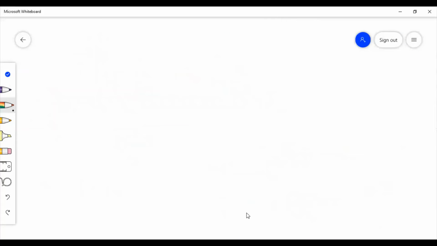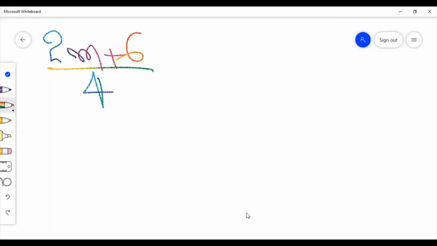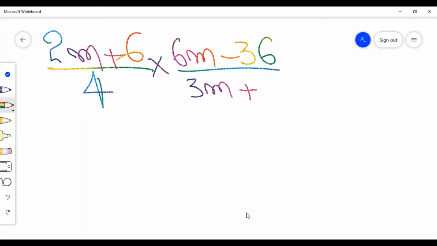It is once again very simple: 2m plus 6 over 4, multiplied by 6m minus 36 over 3m plus 9. Now what is the answer of this? This time you will have to calculate something.